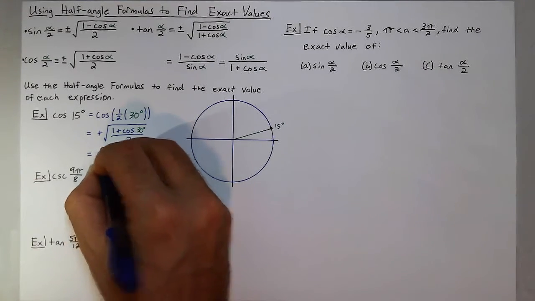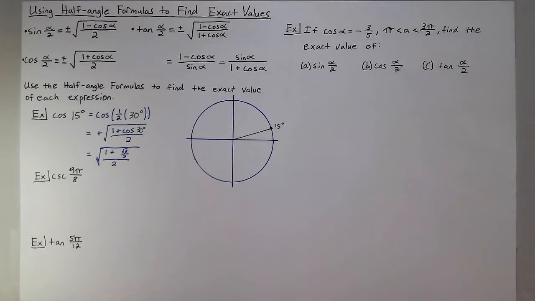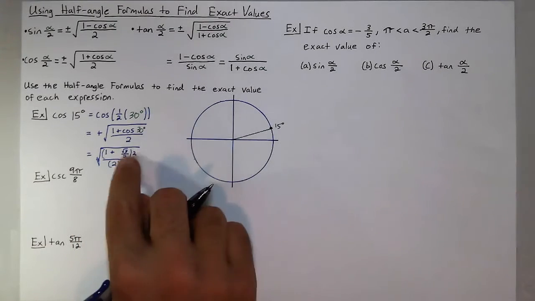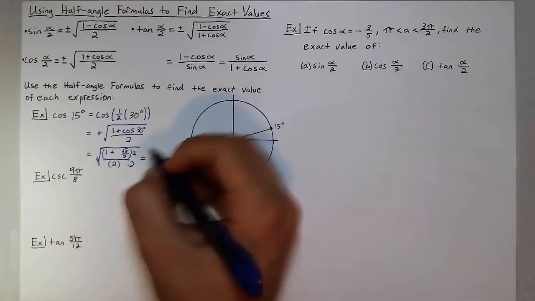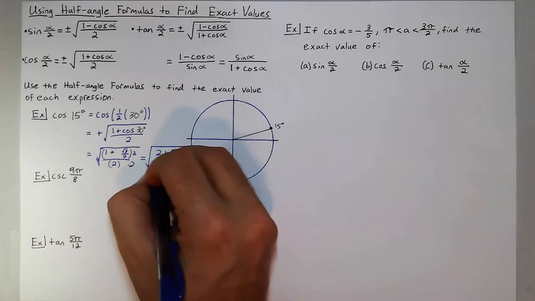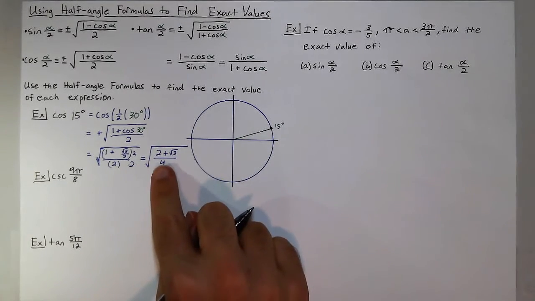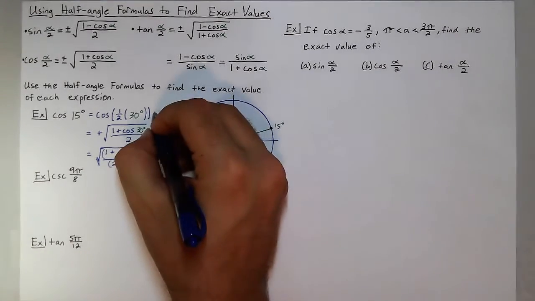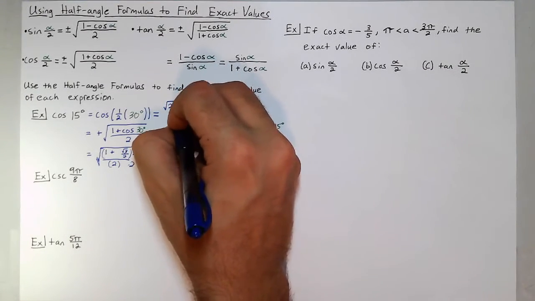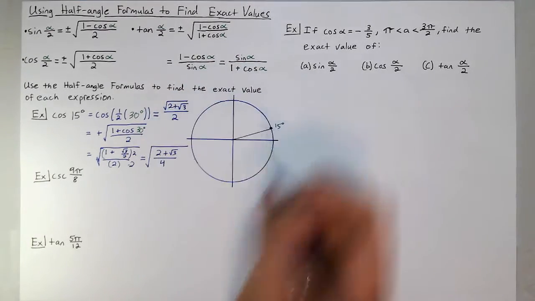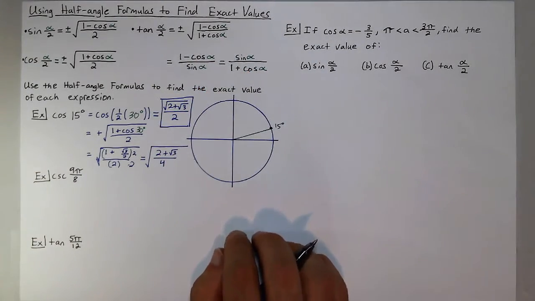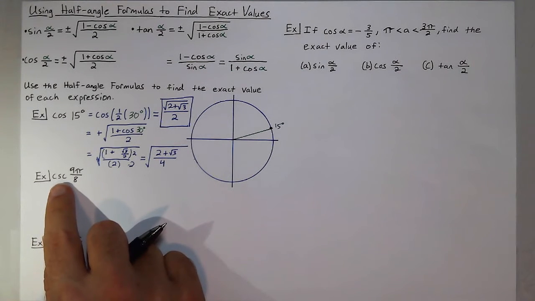all over 2. And now I have a complex fraction, so within the square root, I'll multiply my numerator by 2 and my denominator by 2, just so I can get rid of that denominator of 2 within the fraction, giving me the square root of 2 plus the square root of 3 all over 4, which is very convenient because this 4 is a perfect square. So this answer for the problem, which I'll put up here, is the square root of 2 plus the square root of 3 all over 2. So really convenient.